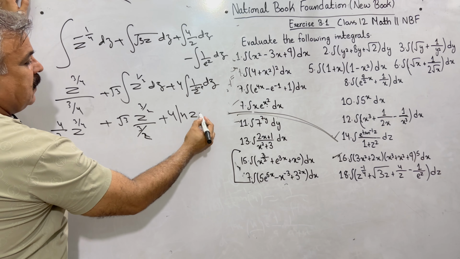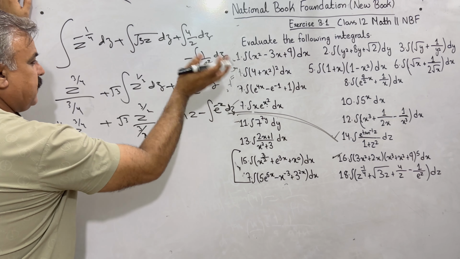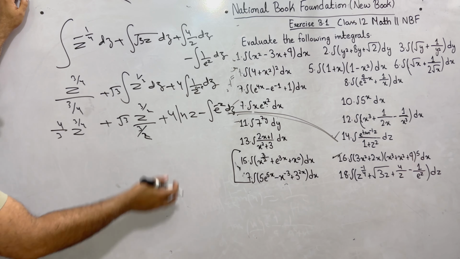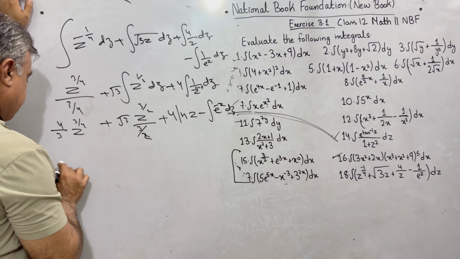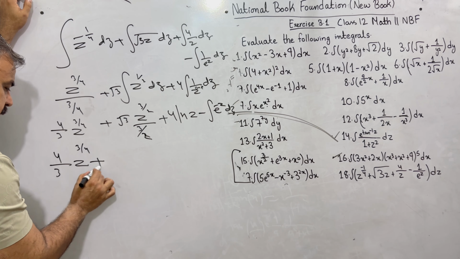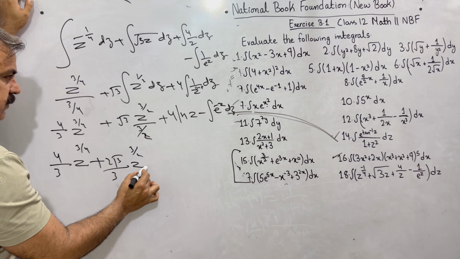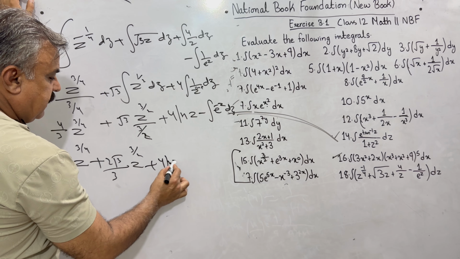And in that case, we have to shift e raised to z to the numerator, e raised to minus z. Its integration is by the same method. Let me write 4 upon 3, z raised to 3 over 4, plus 2 times root 3 over 3, z raised to 3 over 2, plus 4 times ln z.